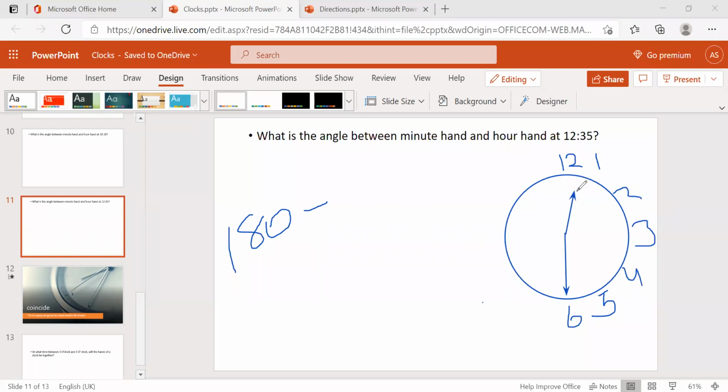Now if it is 30 minutes, the hour hand will move towards 1. That means the angle will reduce. So how much is reduced? 30 into 1 by 2, so 15. Sorry, I said 30, but it is 35. Forgot now. The hour hand will be at this point.